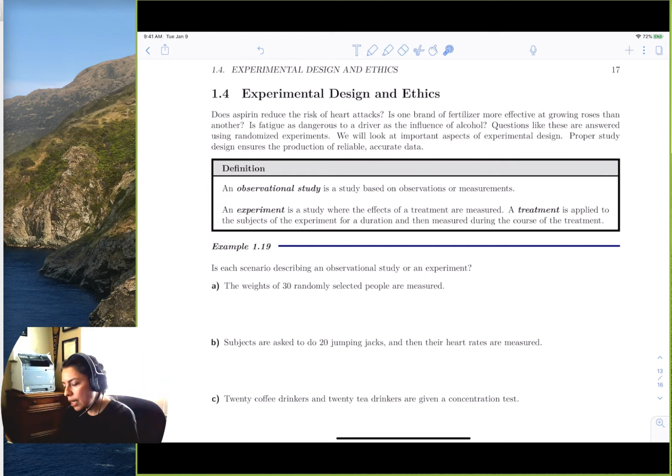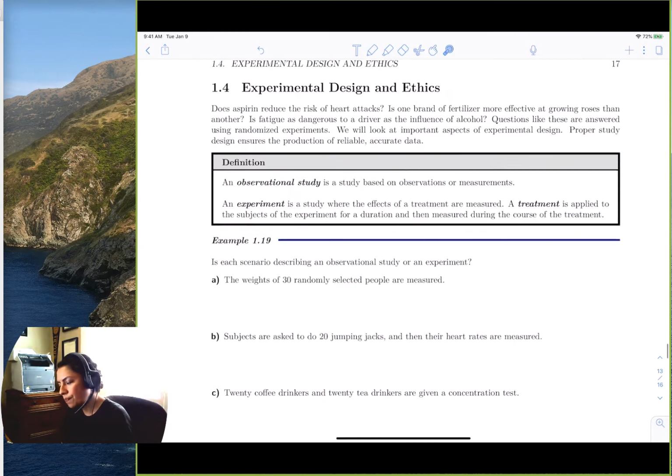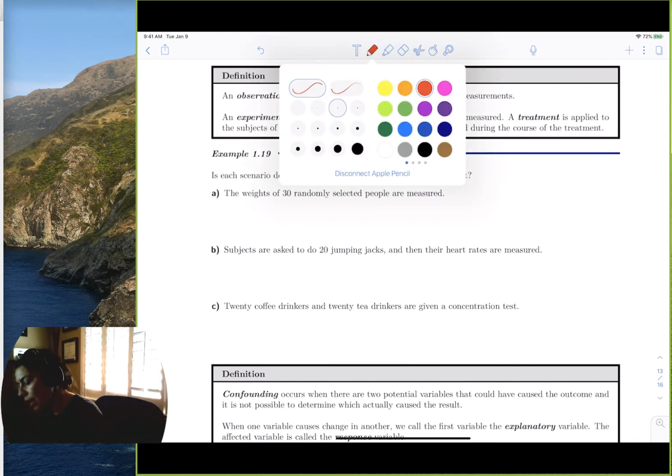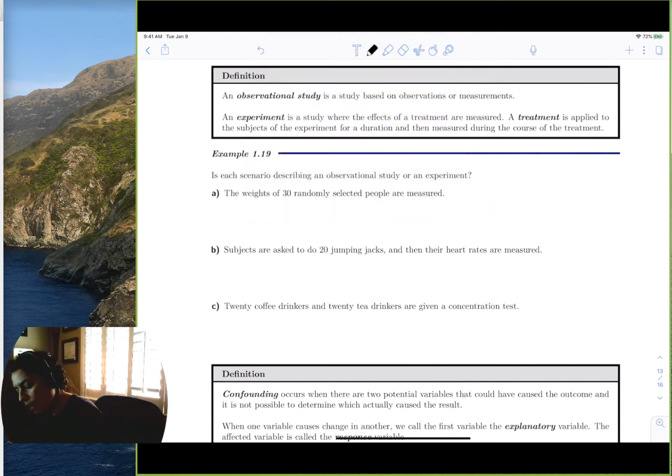So let's go ahead and determine the scenario for each. Here we have, the weights of 30 randomly selected people are measured. So think, was a treatment given? Did I give them diet pills? Oh no, you're just asking 30 random people. Okay, that's observational.